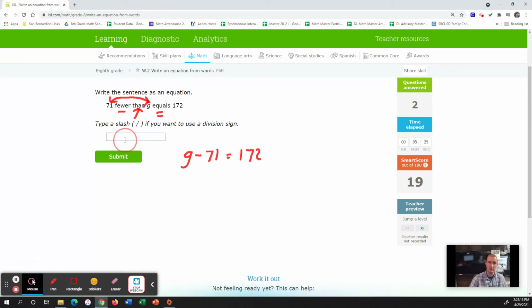All right, so here we go. We got G subtract 71 equals 172.